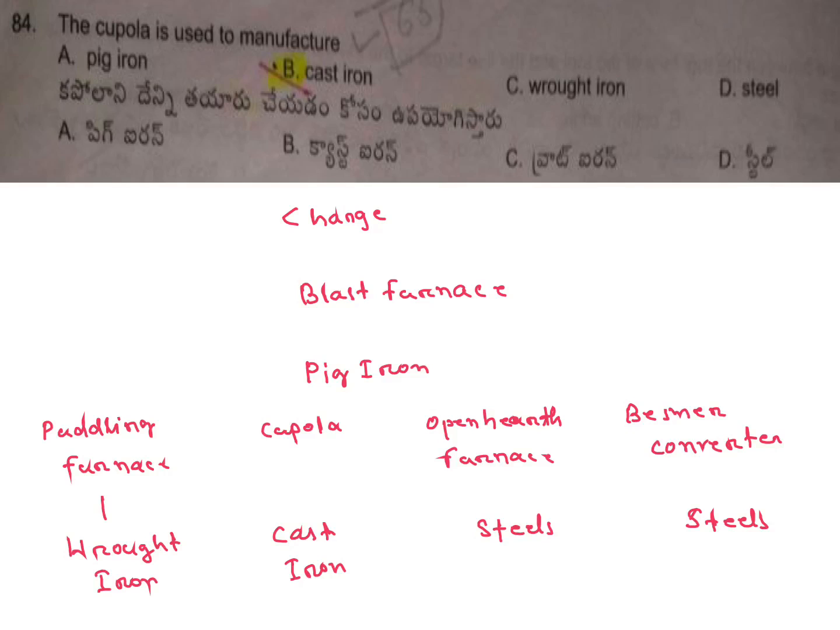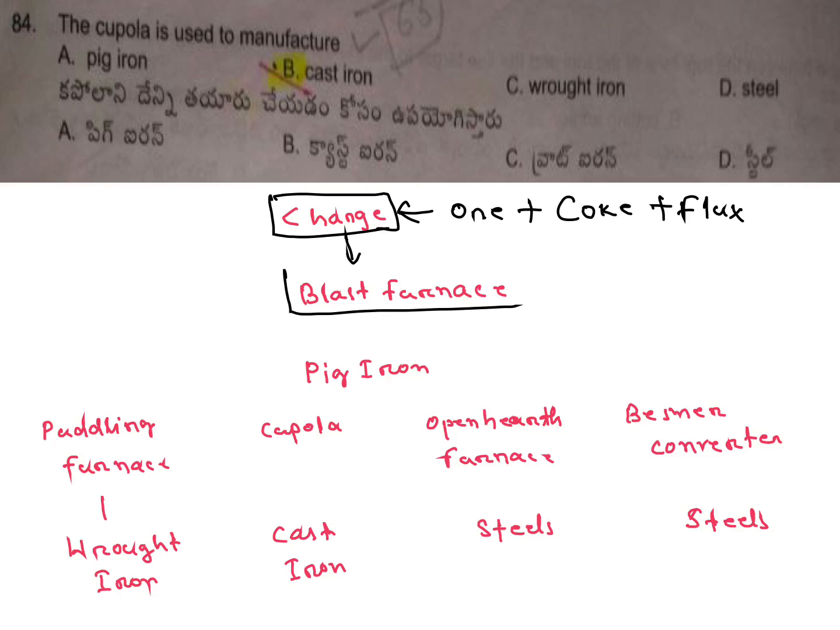The cupola is used to manufacture A. Pig iron, B. cast iron, C. wrought iron, D. steel. First, the charge. Here charge means ore plus coke plus flux added to the blast furnace. We will get pig iron. The input is charge to the blast furnace, and the output is pig iron.